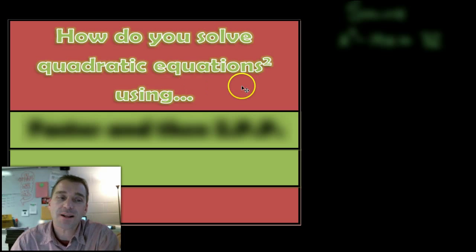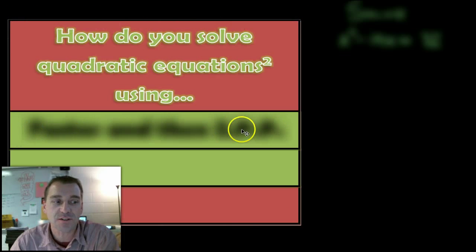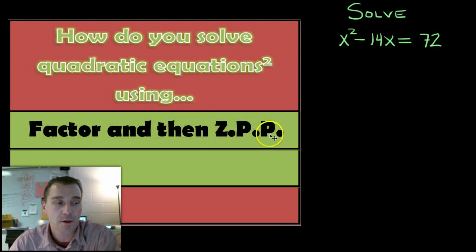Now, we've already talked with this particular foldable about one of these methods. You can see factor and then ZPP. We've already done that. We've already taken a quiz on that. We've already been assessed on that. But you can put that there, and I'm going to have you do this example over here in the top right. Do it yourself. That's cool.